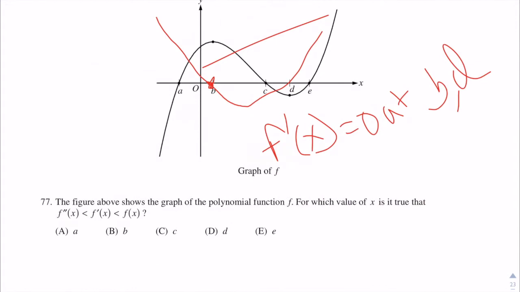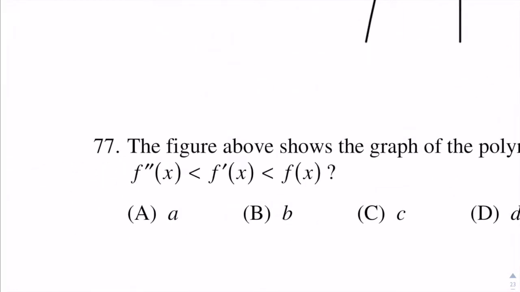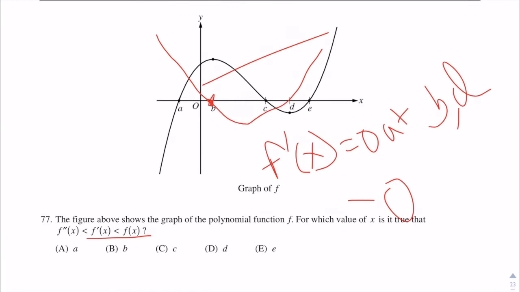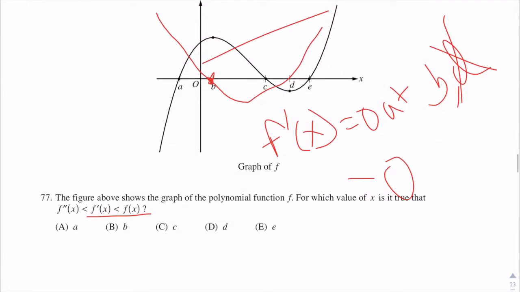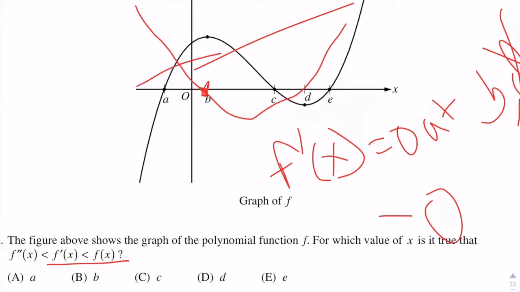But at D, f of x at D is less than 0. F of x at B is greater than 0. F prime of x needs to be less than f of x. So D is ruled out, and I haven't even looked at the other numbers yet, but B is still in the game.